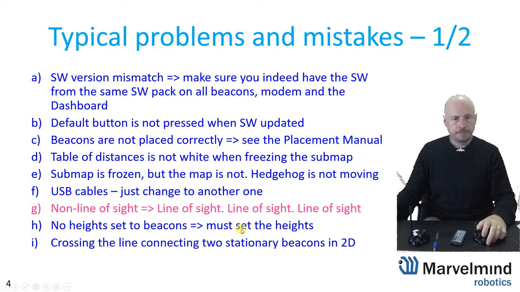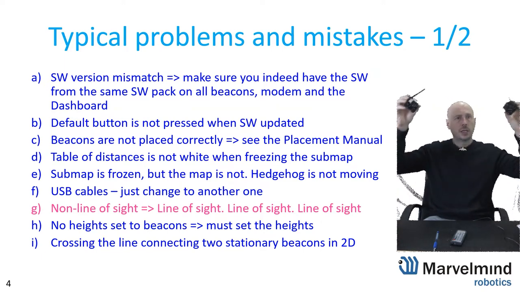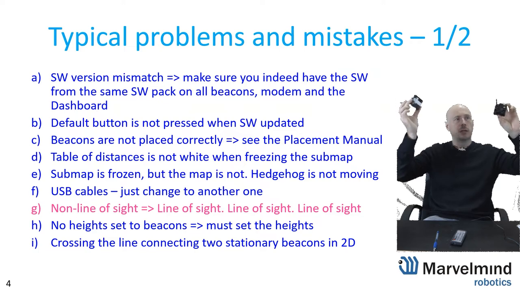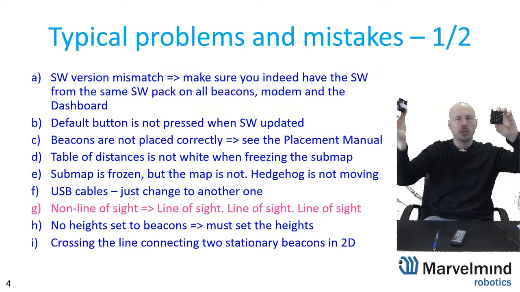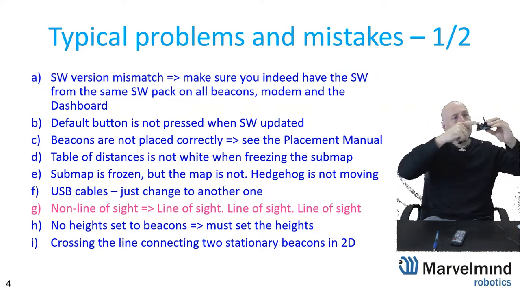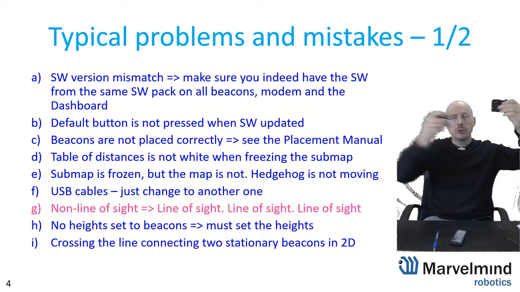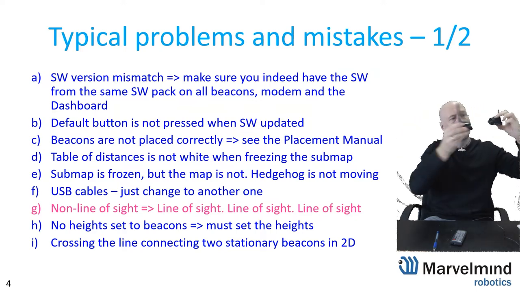Then, next thing. Beacons are not placed correctly. There are many ways you can do it wrong, starting from beacons not facing the right way. This side is the front, and the mobile beacon is there, and you place it somewhere else. Or mild errors, for example, these beacons are placed correctly, but this one is a bit behind. If it's a bit behind, the microphone cannot hear it because it's in the shadow of its own body.